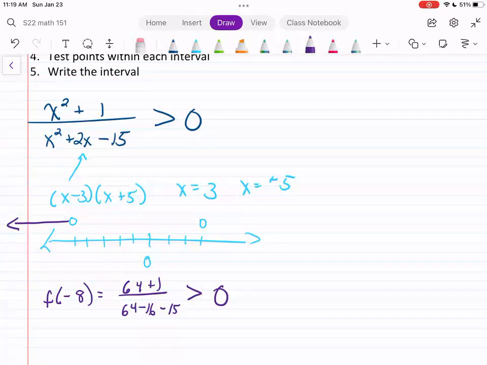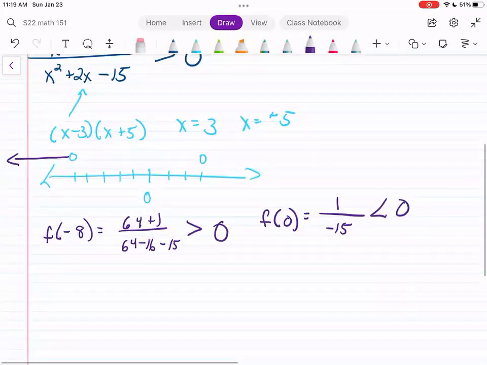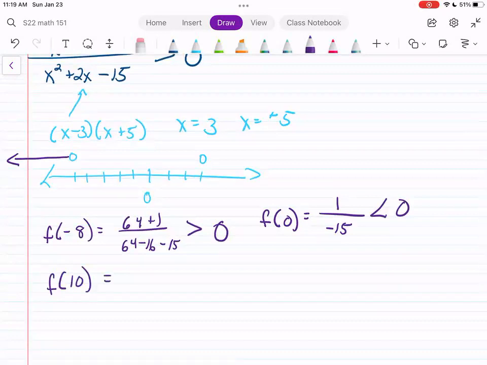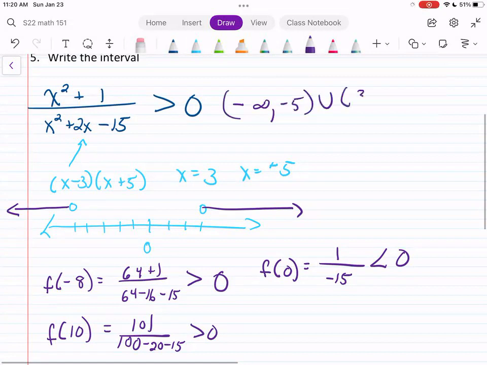For my middle area here between the two dots, I'm going to choose 0, which leaves me with 1 up top and -15 on the bottom, which is not true for this statement. So it is not one of the solutions. For my third section, I'm going to choose the value of 10, which leaves me with 101 over (100 plus 20 minus 15), which is positive. And we know the interval solution here is going to go from -infinity up to -5 in union with 3 to infinity. And note we're using parentheses there.